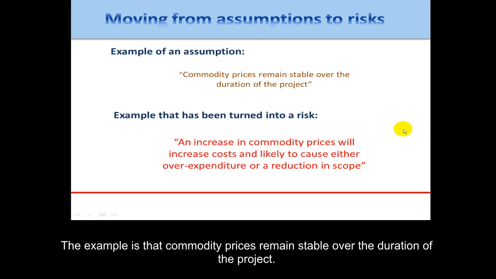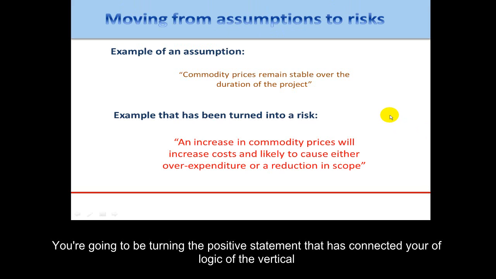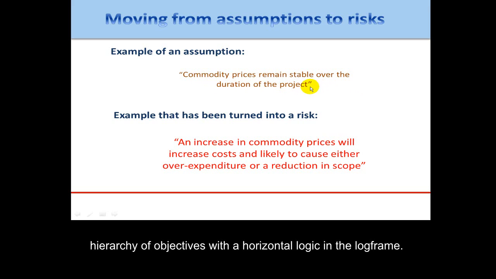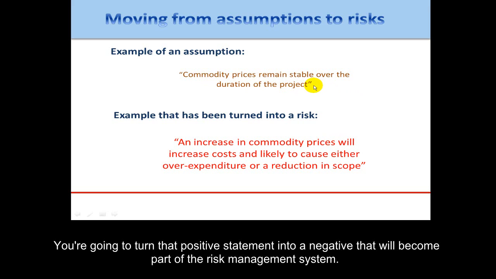You should have come up with something that is similar to the example that I have on the screen now. Basically, what you're going to be doing with your assumptions is you're going to be turning the positive statement that has been connecting your logic of the vertical hierarchy of objectives with the horizontal logic in the log frame. You're going to turn that positive statement into a negative that will become part of the risk management system.